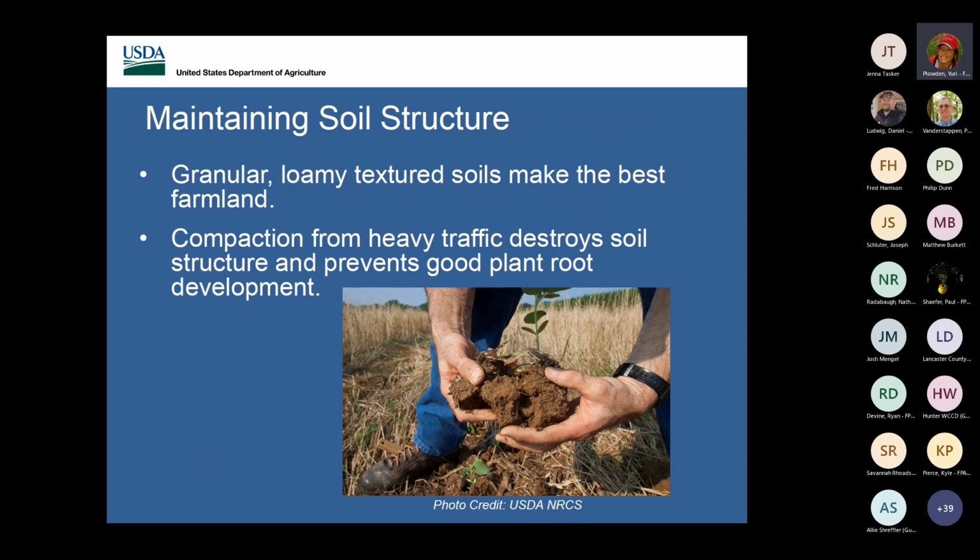So maintaining good soil structure is the goal of soil health and best practices. We want that granular, and if we're lucky enough to have loam soils, that's great, but you can influence the structure with your organic matter and how you manage it. And compaction, of course, destroys structure and prevents good root development.